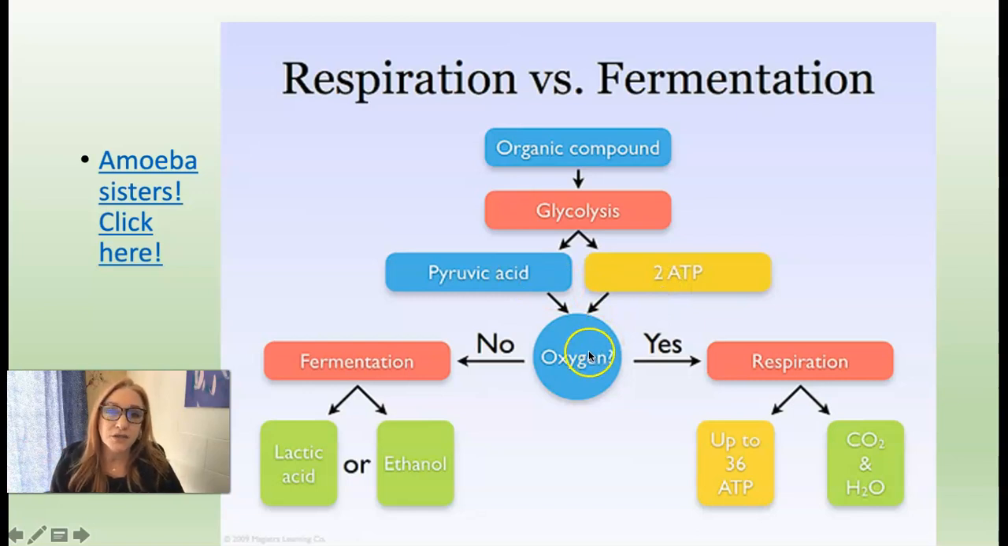If there is oxygen present, the cell goes into aerobic respiration, and it runs the Krebs cycle and makes 36 ATP, and the waste products are carbon dioxide and water. If there is no oxygen present, it runs fermentation or anaerobic respiration instead, and it gives off lactic acid or ethanol, which is the type of alcohol that's produced.